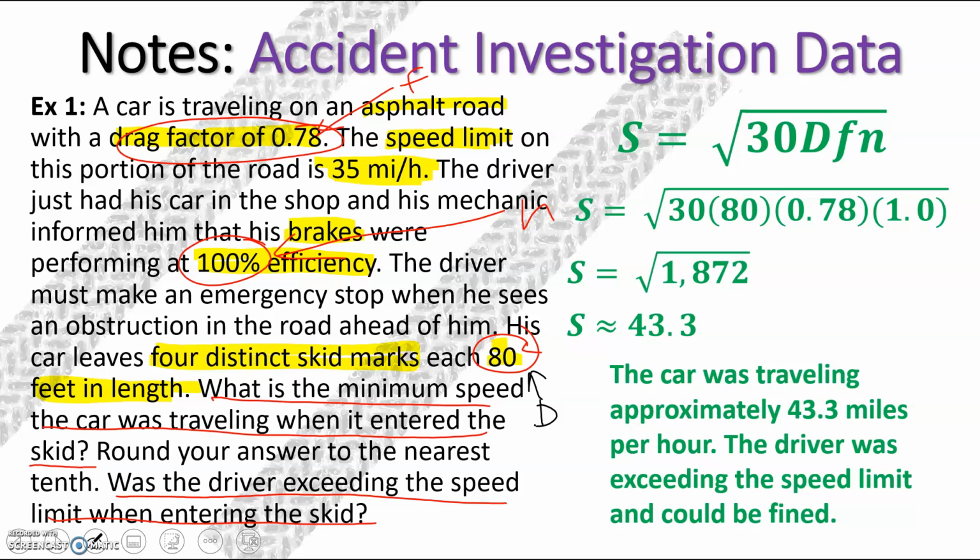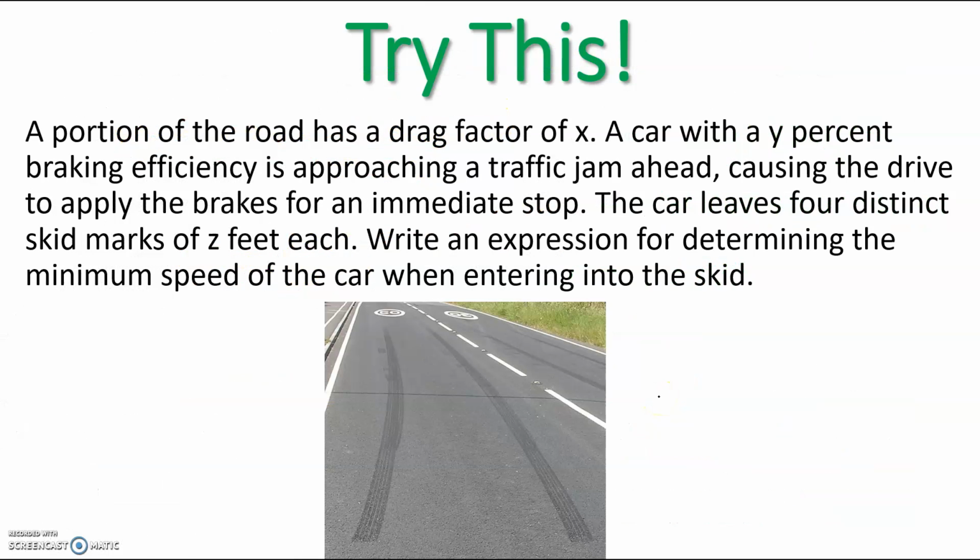Now it's your turn to try. Try this. A portion of the road has a drag factor of X. A car with a Y% braking efficiency is approaching a traffic jam ahead, causing the driver to apply the brakes for an immediate stop. The car leaves 4 distinct skid marks of Z feet each. Write an expression for determining the minimum speed of a car when entering the skid.